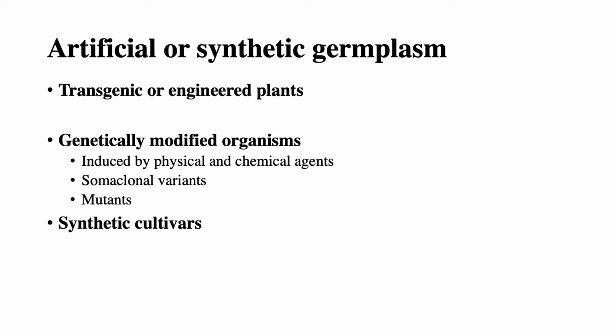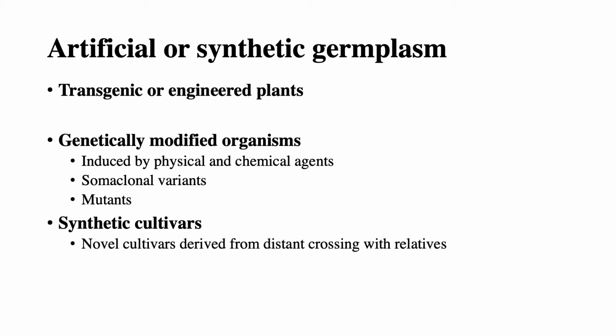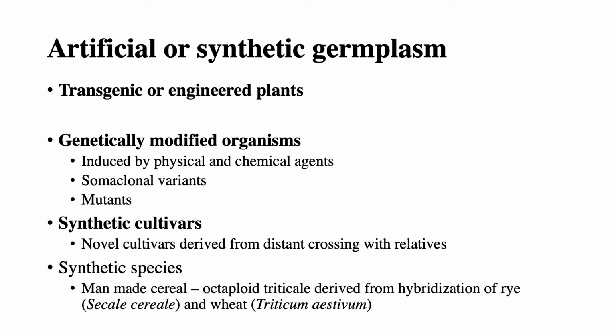So, synthetic cultivars, which include novel cultivars derived from distant crossing with relatives, such as cultivars of sorghum with maize chromosomal segments or genes. And the other thing is synthetic species, which includes a man-made cereal, an octoploid triticale, which is derived from the hybridization of wheat and rye. So triticale is a man-made germplasm, a new species, which is a cross between wheat and rye.